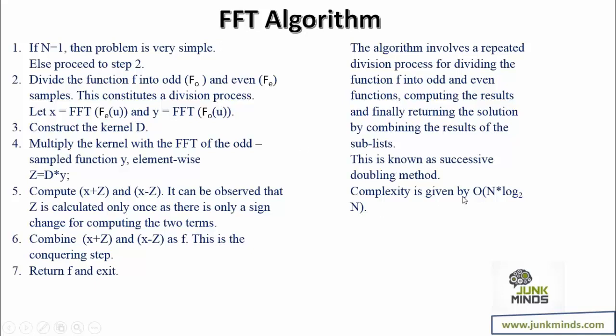The complexity of this is big O of n log n, whereas the complexity of the discrete Fourier transform is big O of n square. And if you remember what you did in DSA or algorithm analysis, big O of n log n is much less than big O of n square. So you can see that the complexity over here decreases and it is much faster.